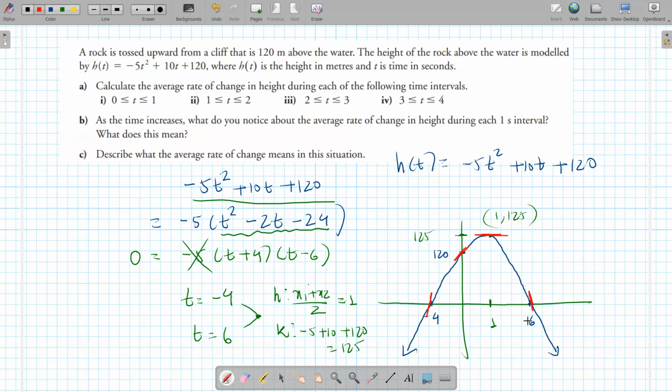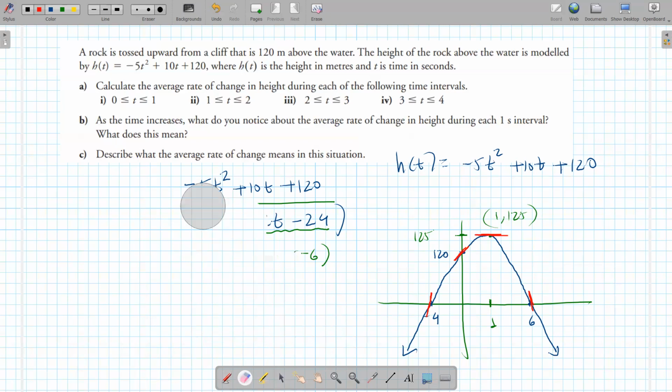Where is the slope the greatest? Where the x-intercepts are. So for part A, it's just a plug and chug. Here, let me just do one of them at least.